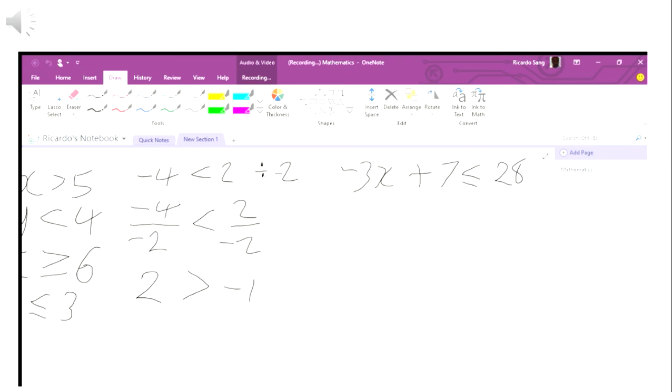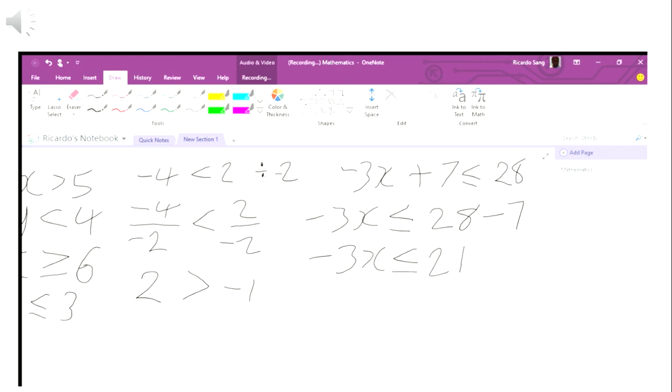So it's going to become negative 3x less than or equal to 28 minus 7. Right? So we can just calculate that out. So it's going to be negative 3x less than or equal to 28 minus 7, that's 21.